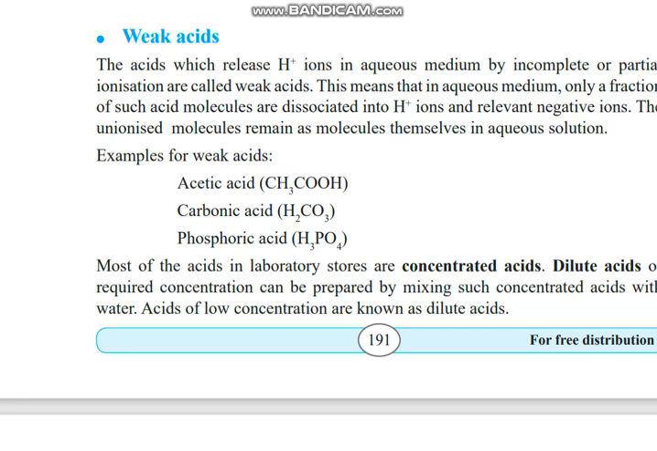That is the opposite of strong acids. This means that in aqueous medium, only a fraction of such acid molecules are dissociated into H+ ions and relative negative ions. The unionized molecules remain as molecules themselves in aqueous solution. Examples of weak acids are acetic acid, carbonic acid, and phosphoric acid.